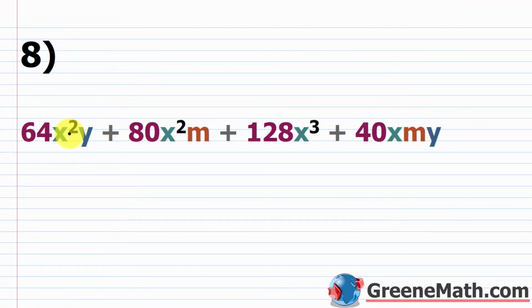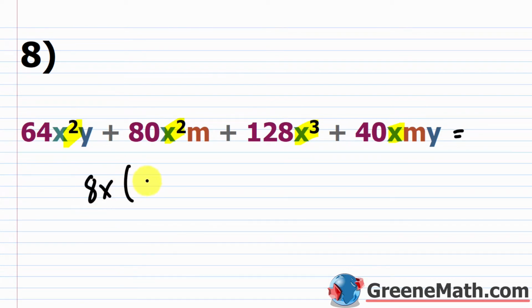So we have 64x squared y plus 80x squared m plus 128x cubed plus 40xmy. So what is the GCF? Well, notice that everything has an x here. So you can pull out one of those. You put equals. I'm going to put that out in front. And then if I think about it, 64, 80, 128, 40, everything's divisible by 8. So let me pull that out as well.